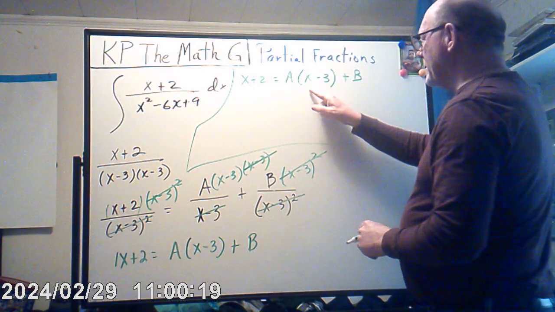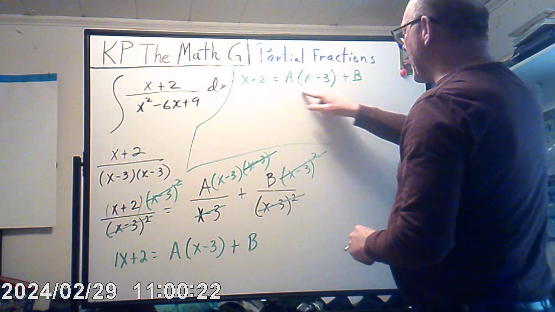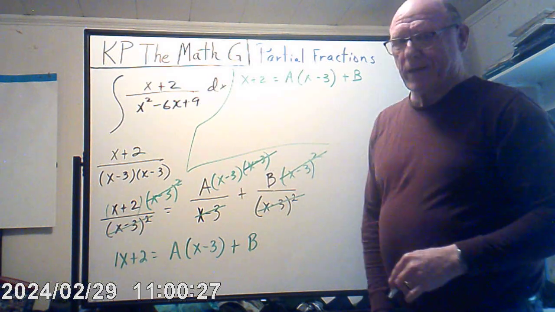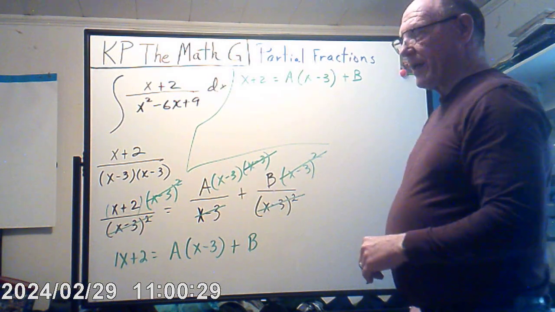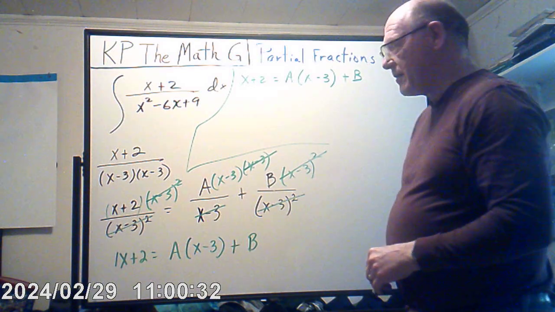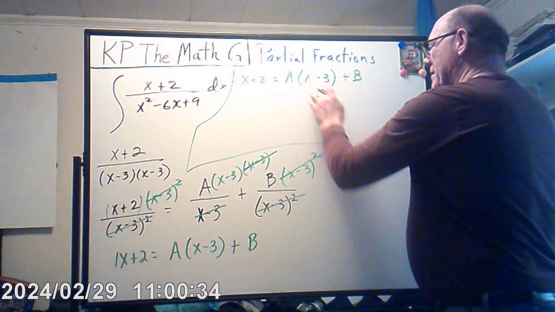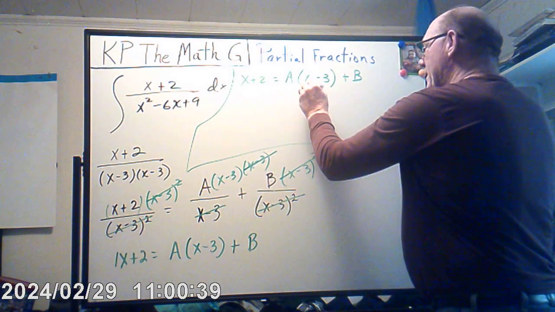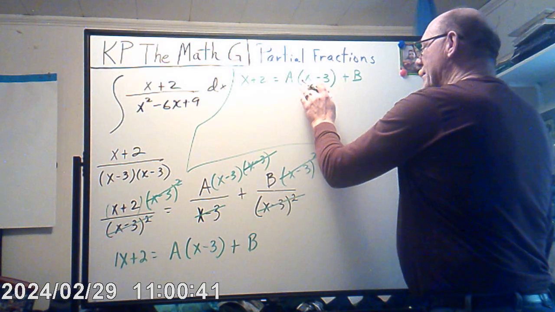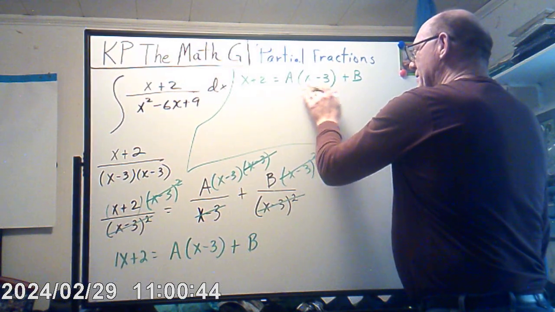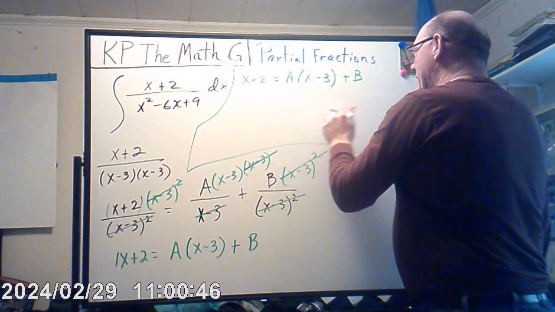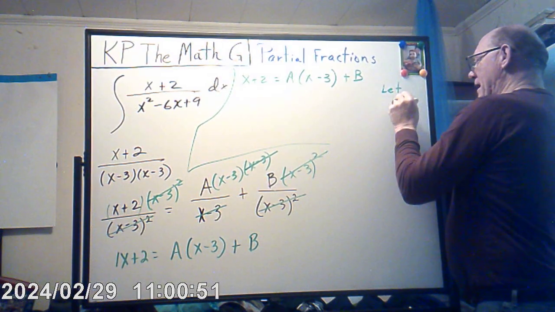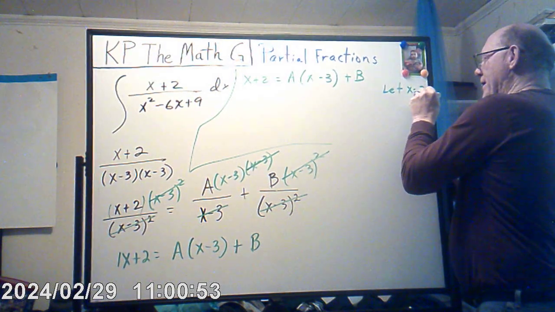Now, we need to get rid of a. I think I can get rid of a if I let x be some number. If x is, what do you think? Yeah, 3. See, 3 minus 3 is 0. I want that, okay? So I'm going to let x be 3.